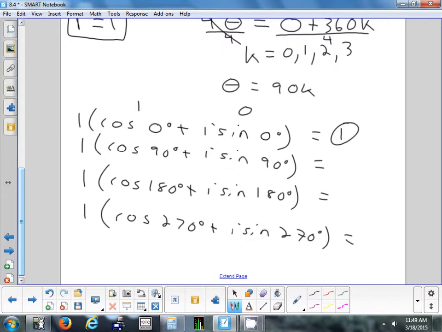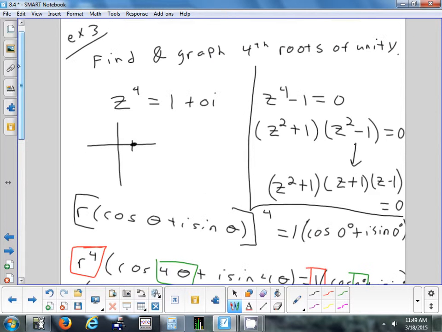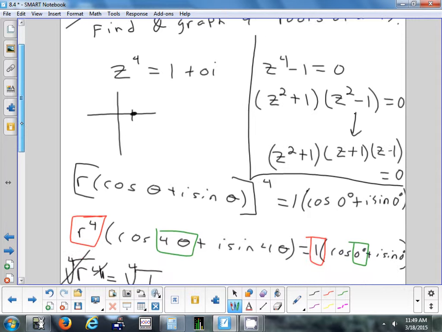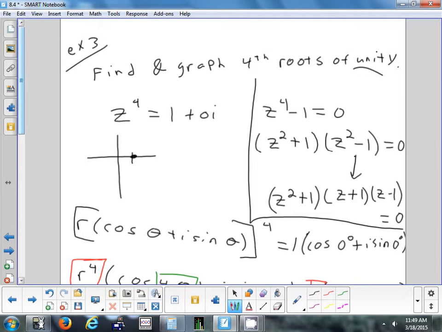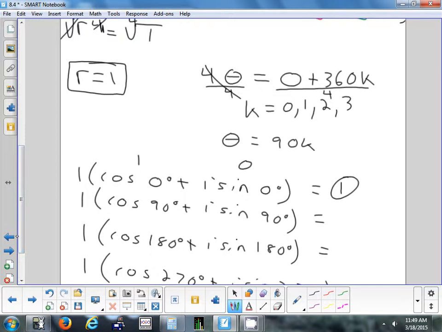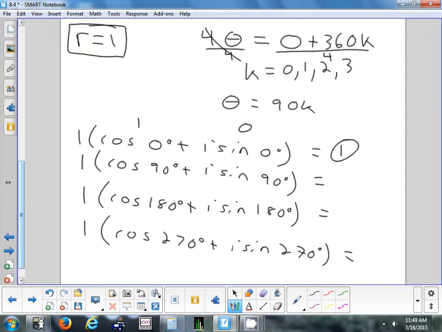And we can check each one of these answers by raising them to the 4th power and seeing if we get 1. Okay? Let's check the first one. 1 to the 4th power, yeah. 1 times 1 times 1 times 1, that is 1. We should have 3 other different ones.